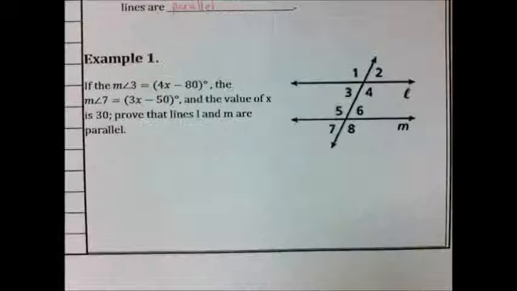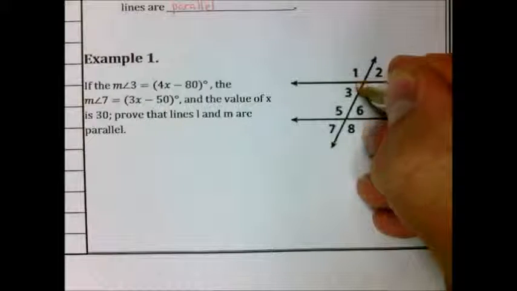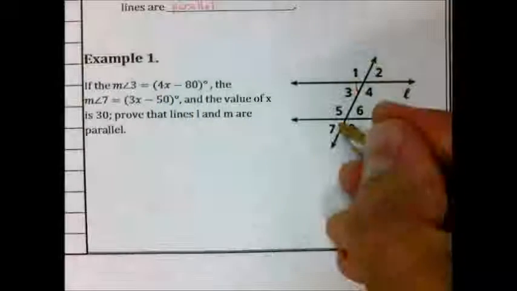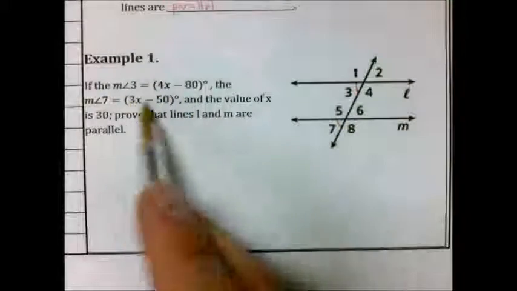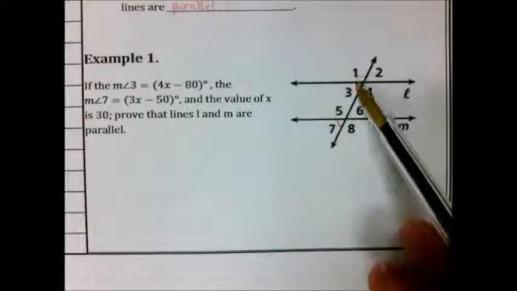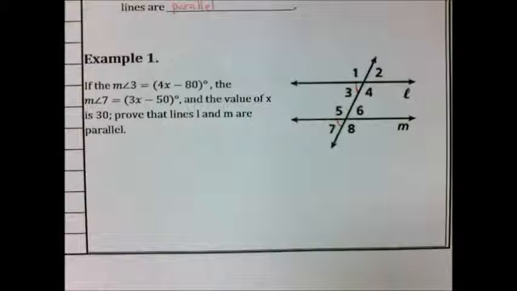Okay, here we go. We're going to do an example now. Example 1 says that if the measure of angle 3 equals 4x minus 80 degrees, and the measure of angle 7 equals 3x minus 50 degrees, and the value of x is 30, then we need to prove that lines L and M are parallel. We don't know that they're parallel, but what we do know is that the measure of angle 3 right here is 4x minus 80 degrees, and angle 7 right here is 3x minus 50 degrees. We can see that the angle relationship these two angles make are corresponding angles. So if they are the same, then lines L and M will be parallel.